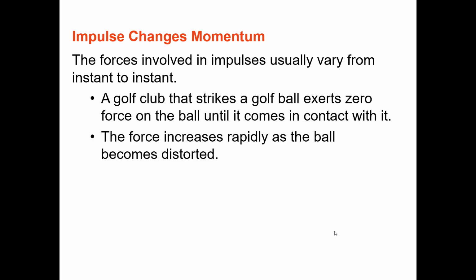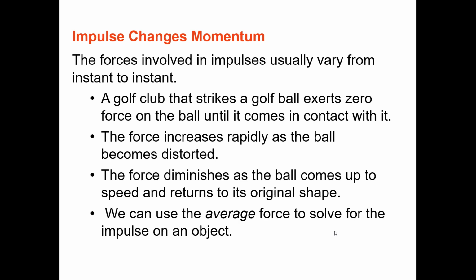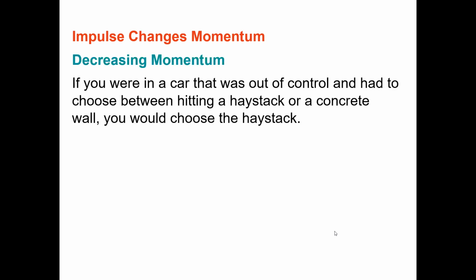So while the golf club strikes the golf ball, it exerts zero force until it comes in contact with it. Then it increases rapidly as the ball becomes misshapen and distorted, then diminishes as the ball comes up to speed. We won't worry about all those various changes. We're just going to call it an average force or a net force, okay?